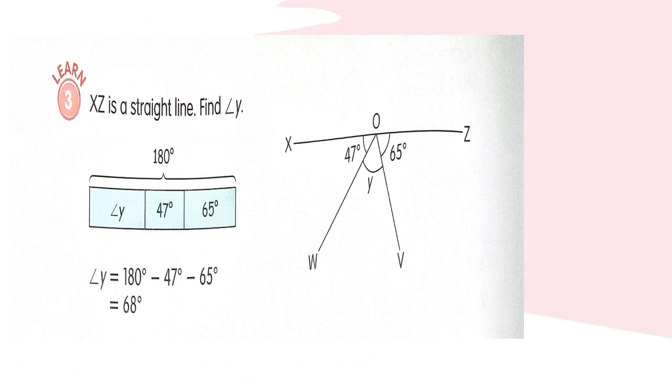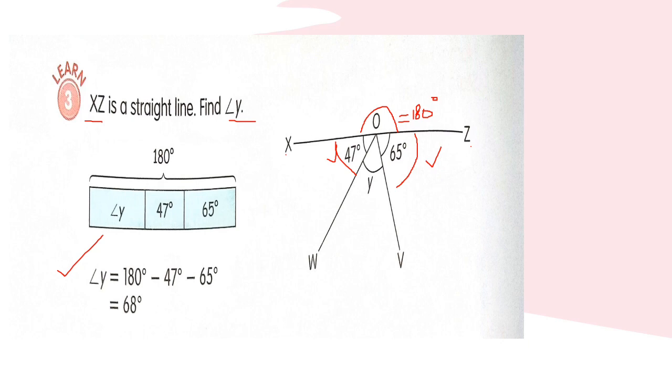XZ is a straight line. So here is equal 180 degrees. Okay. Find angles Y. Now you got two known angle. Kalian punya dua sudut yang diketahui. So how to count it? You can use this way. Kalian boleh pakai cara ini.